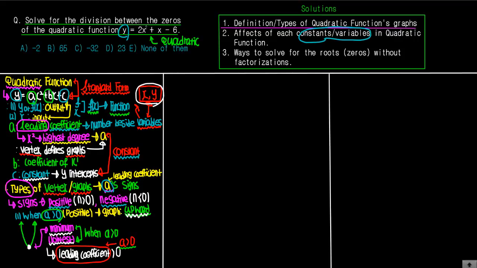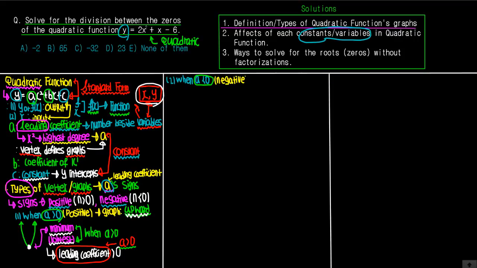We thought about when our a value, the leading coefficient, is greater than 0. Let's think about the second case of our quadratic function graphs. The second type will be defined when our a value, our leading coefficient, is less than 0, which is exactly the opposite of our first one. When it is less than 0, it means our a value, our leading coefficient, is a negative value.